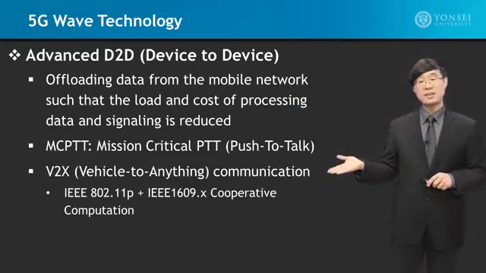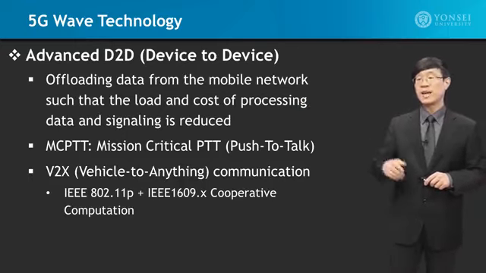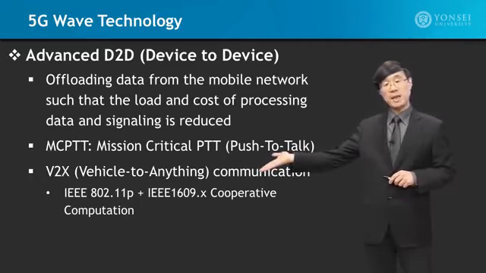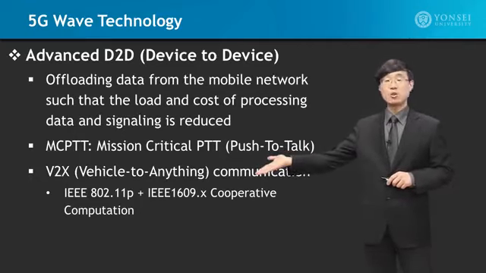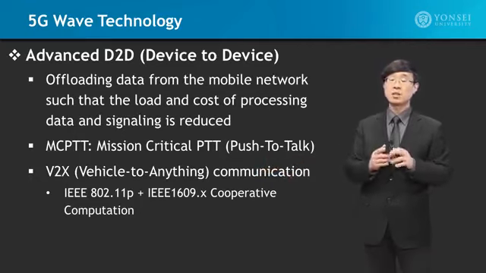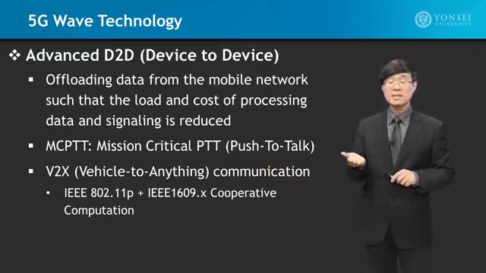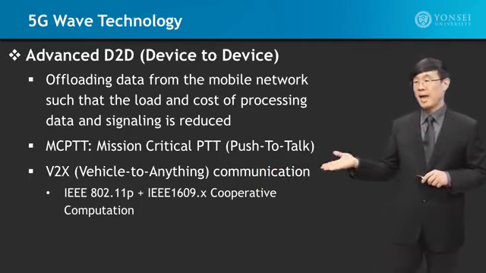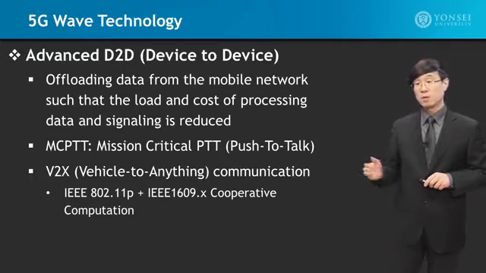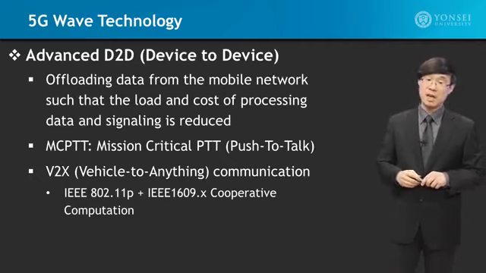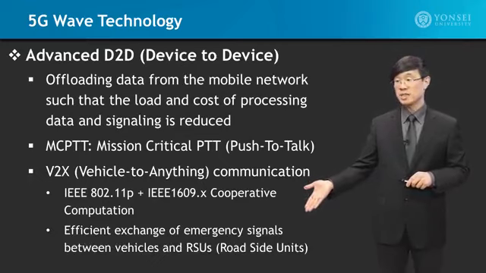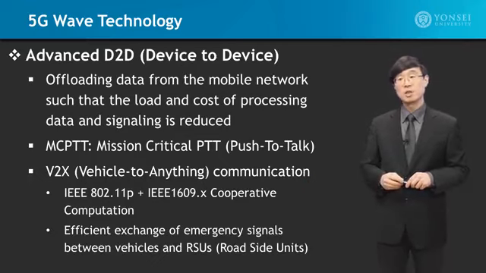V2X, which is vehicle-to-anything communication, could be another place where advanced D2D technology could be very effective. The standards, where you see IEEE 802.11p and the IEEE 1609, combine to create the WAVE protocol, wireless access for vehicle environments, W-A-V-E. Adding on cooperative computation support for V2X communication could be what advanced D2D through 5G NR could be effectively supporting. Efficient exchange of emergency signals between vehicles and roadside units could be supported through this.